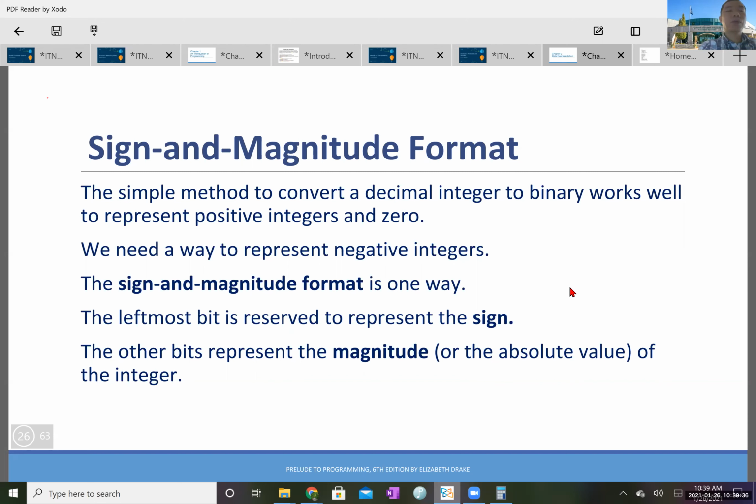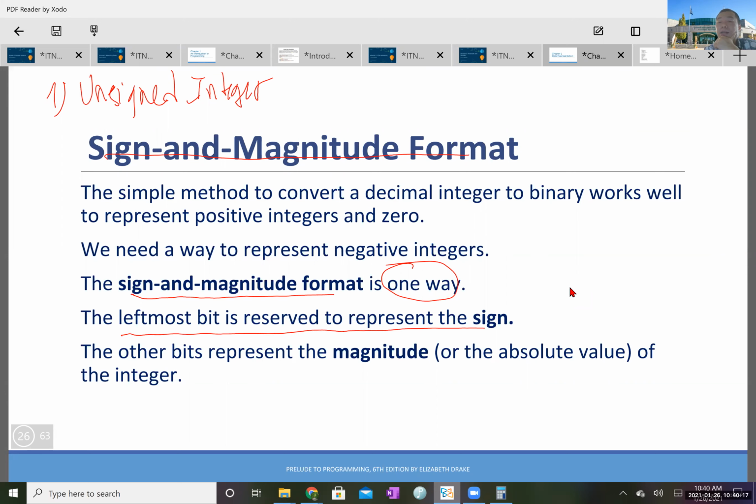So remember, the first one is the unsigned integer, right? The second one is the sign and magnitude format. The simple method of converting a decimal integer to binary works well to represent the positive numbers and 0. We also need a way to represent negative numbers, right? And the sign and magnitude format is one way. Actually, you have a lot of ways to represent signed integers, and sign and magnitude is one of them.